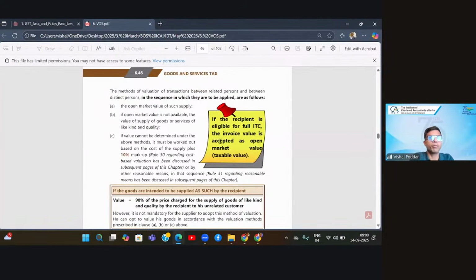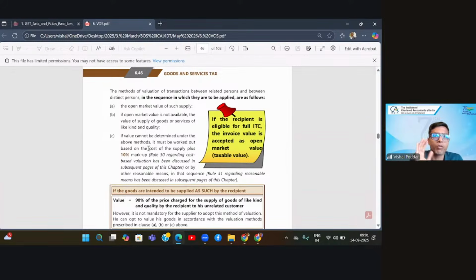Out of the above four, A, B, C, D, here they have asked you to take three values. First, again, open market value. Second, like kind value. Or third, Rule 30 and 31. So basically what they have not considered out of the four is the B value above. What was B value? What I am receiving. You take the fair market value of that, they have skipped.